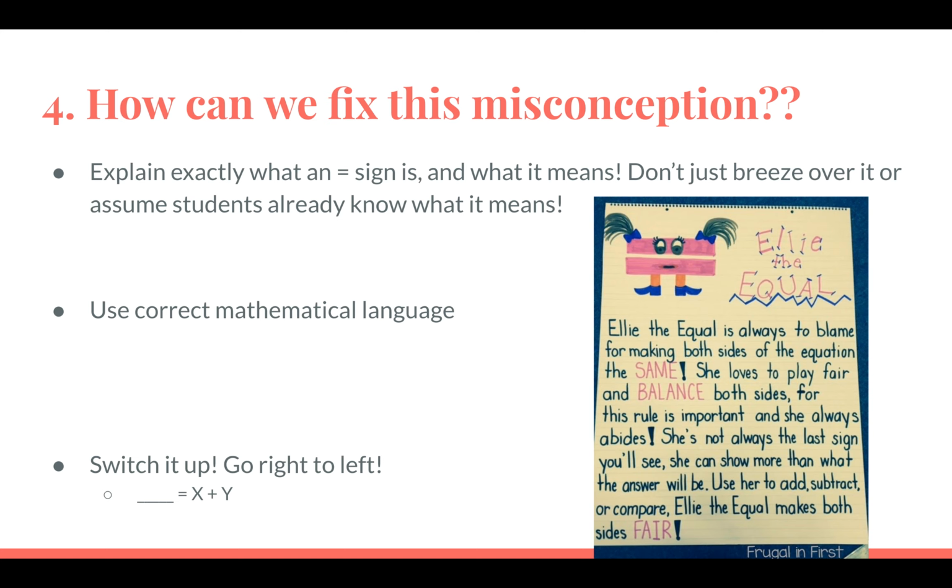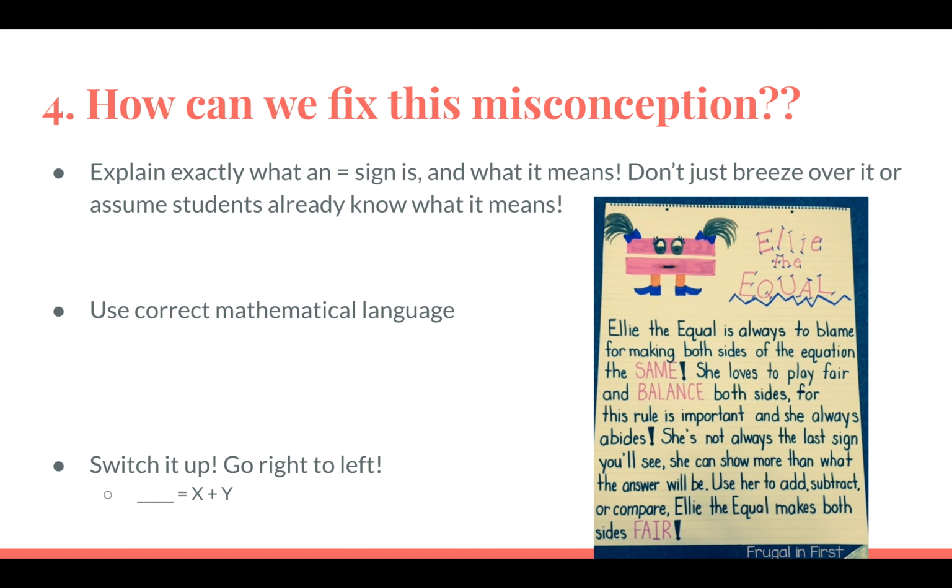Ellie the Equal is always to blame for making both sides of the equation the same. She loves to play fair and balance both sides, for this rule is important and she always abides. She's not always the last sign, you'll see. She can be more than what the answer will be. Use her to add, subtract, or compare. Ellie the Equal makes both sides fair.